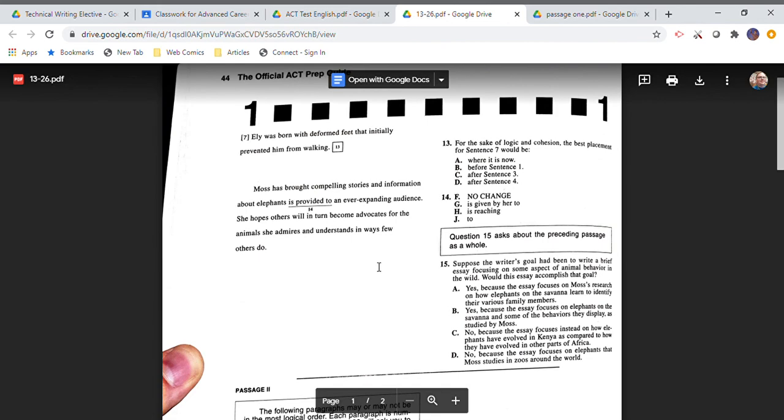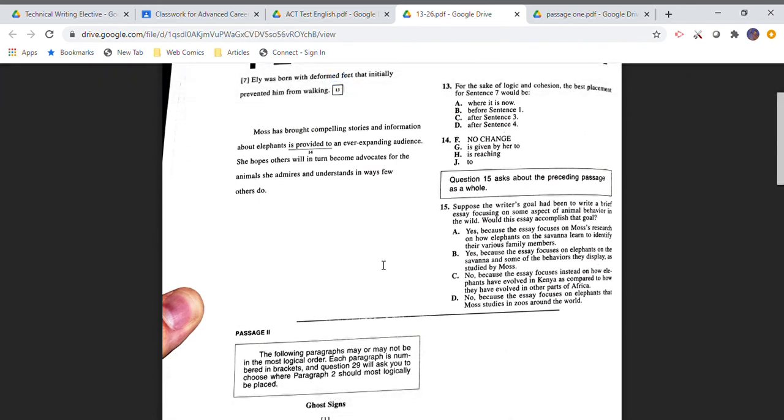Back here. Okay. Question 15 asks about the preceding passage as a whole. Suppose the writer's goal had been to write a brief essay focusing on some aspect of animal behavior in the wild. Would this essay accomplish that goal? "Yes, because the essay focuses on Moss's research on how elephants of the savannah learn to identify their various family members." No, that was not mentioned at all. "Yes, because the essay focuses on elephants on the savannah and some of the behaviors displayed as studied by Moss." Maybe.